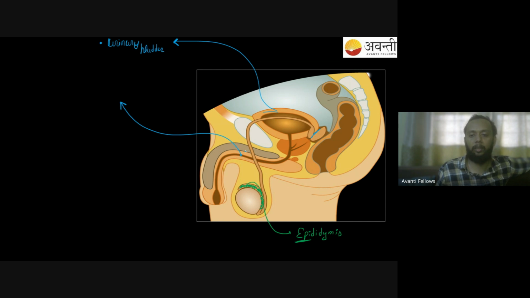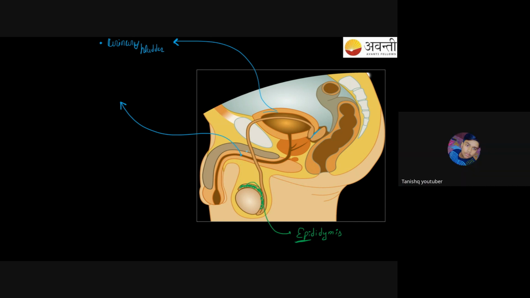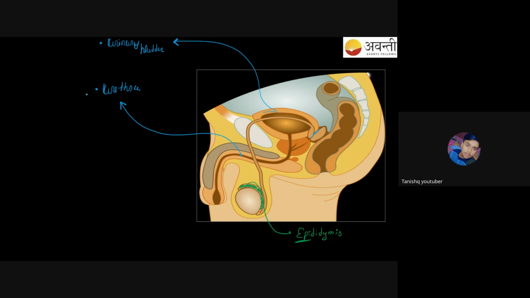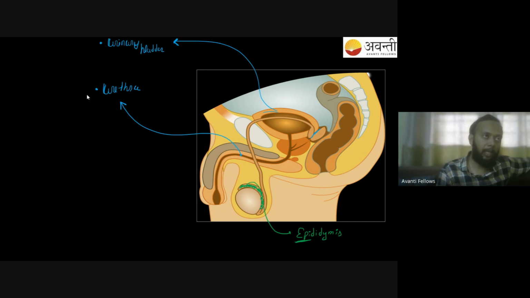Tanish, tell us. Urethra. Right, this over here is called my urethra. Tanish, tell me, urethra is also called what? Urogenital duct. Very good. It is also called my urogenital duct.